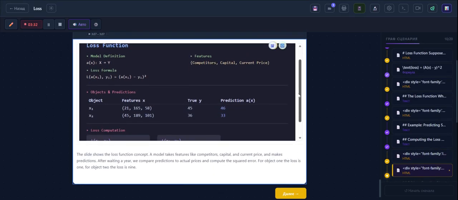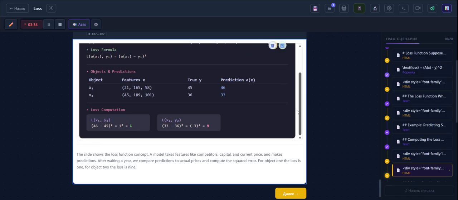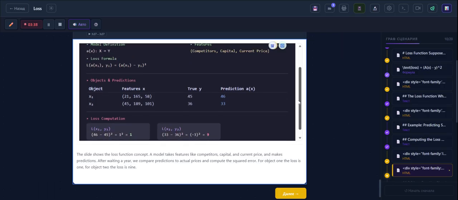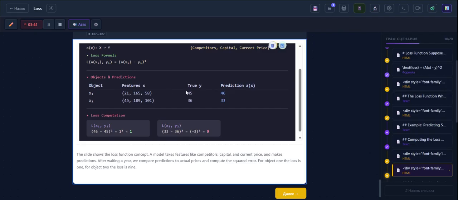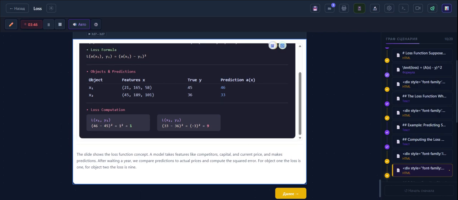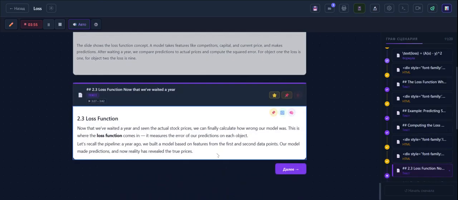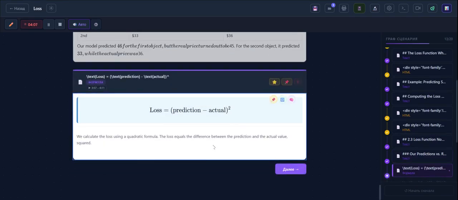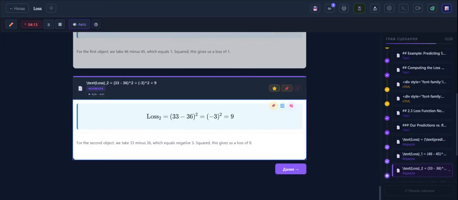And what's here? Yeah, beautifully. We had three features: true value, prediction value, and we calculated our loss function for both of these objects. Now that we waited a year and seen actual stock prices, we can finally calculate how good our model was. Yeah, we actually already did that.